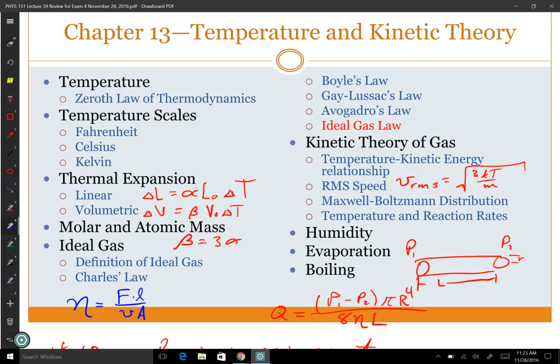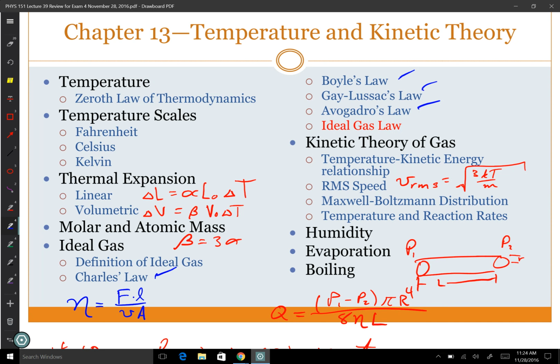We had 4 laws that different physicists put together to describe the behavior of ideal gases from experiments. And from those 4 laws, we can combine them all into one law, and so that's why I have the ideal gas law in red.